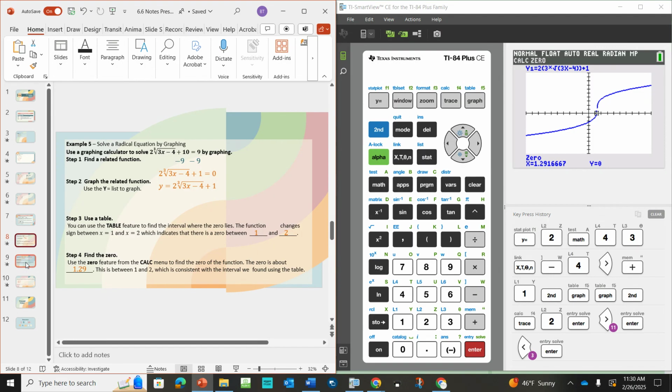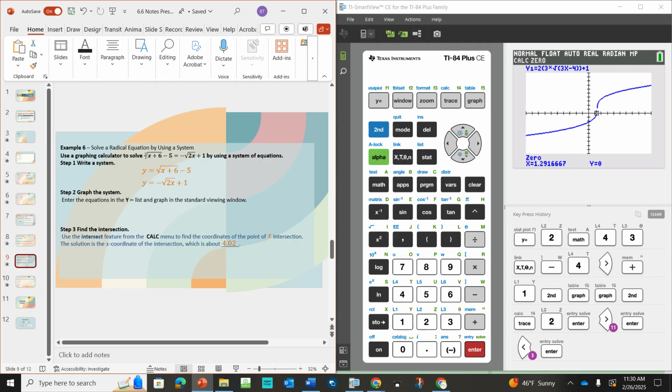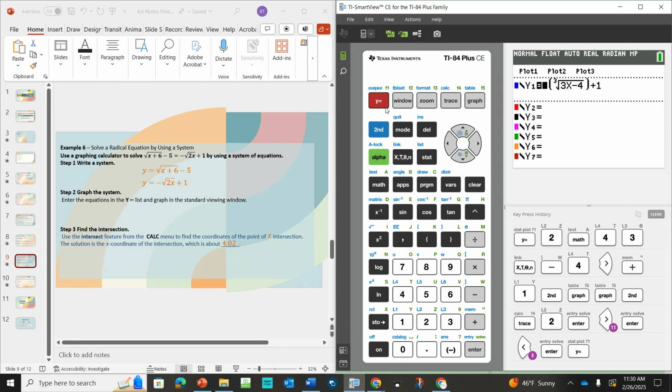For the next example, we are going to solve that using a system of equations. So our original equation is square root of x plus 6 minus 5 equals negative square root of 2x plus 1. So we're going to let y1 equal the left-hand side of the equation and y2 equal the right-hand side of the equation. So I'm going to go back to y equals.